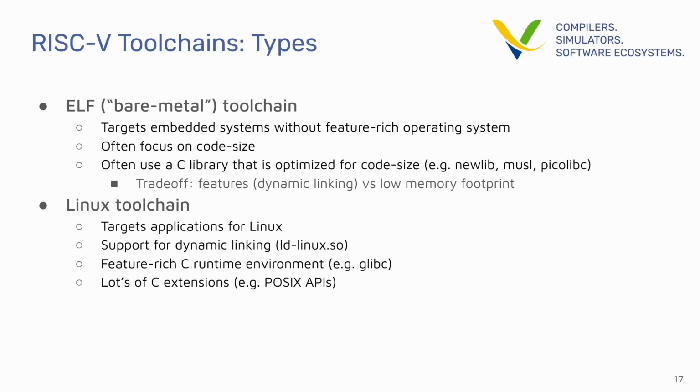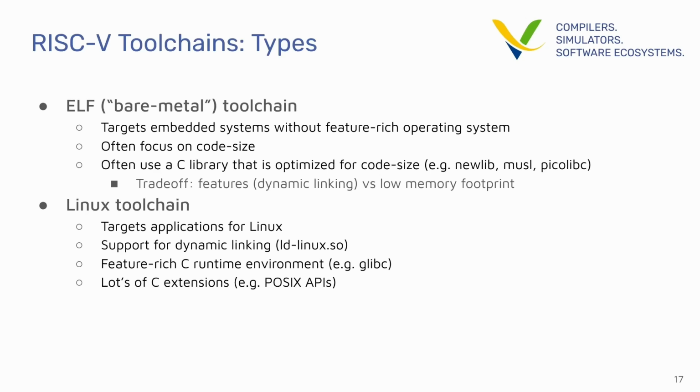On the other hand, there are Linux toolchains, which target application development for Linux. Here, dynamic linking is a built-in feature. Additionally, these toolchains have a feature-rich C runtime environment. In most cases, this will be provided by glibc. And there are a lot of C extensions. For example, a lot of POSIX APIs are available.